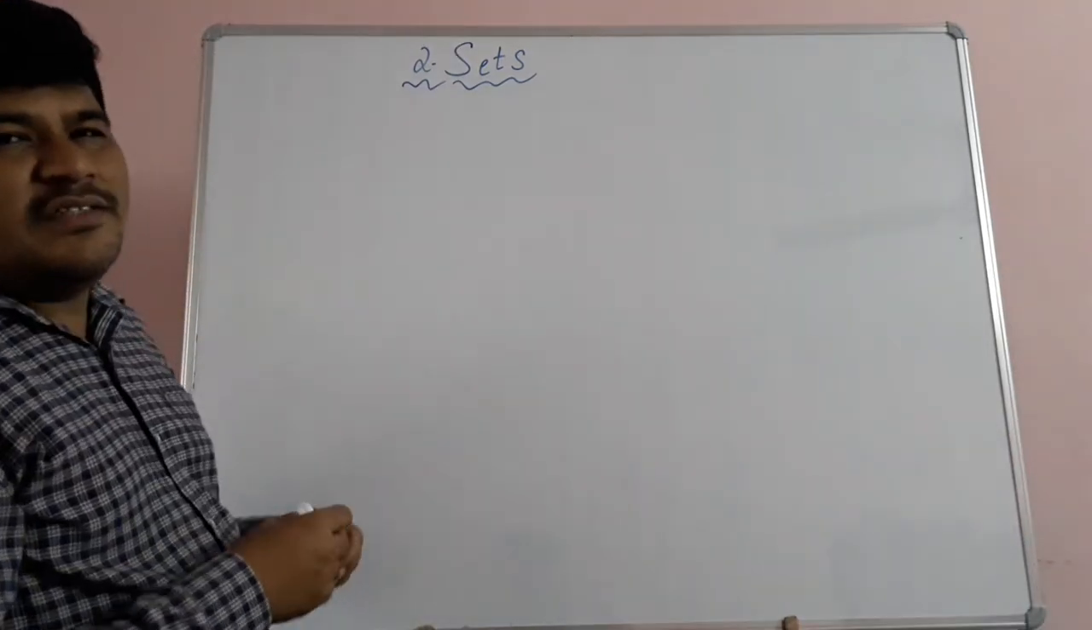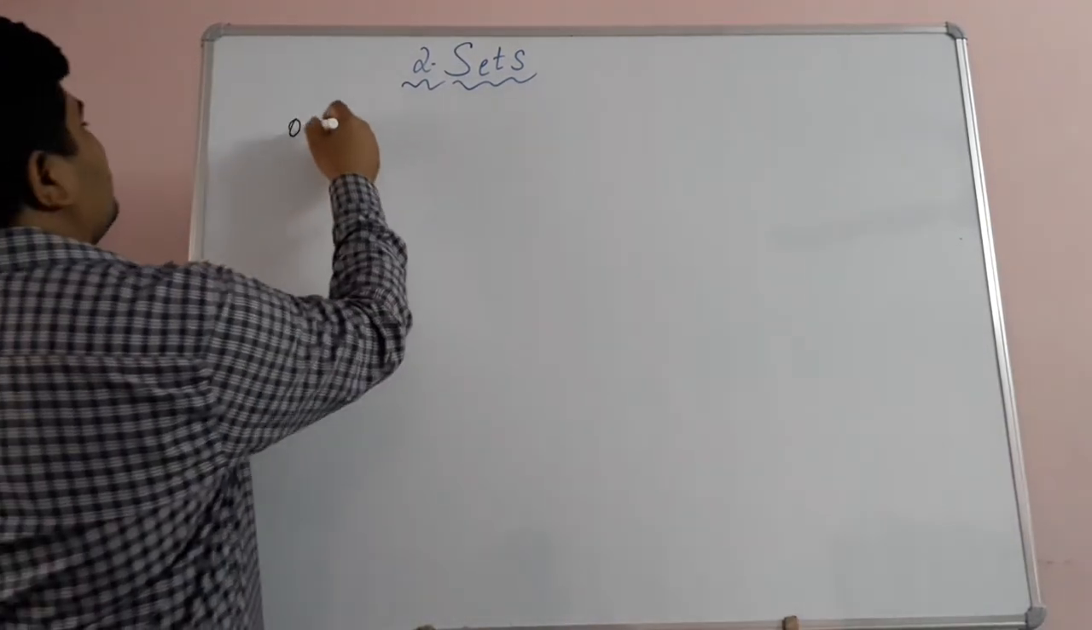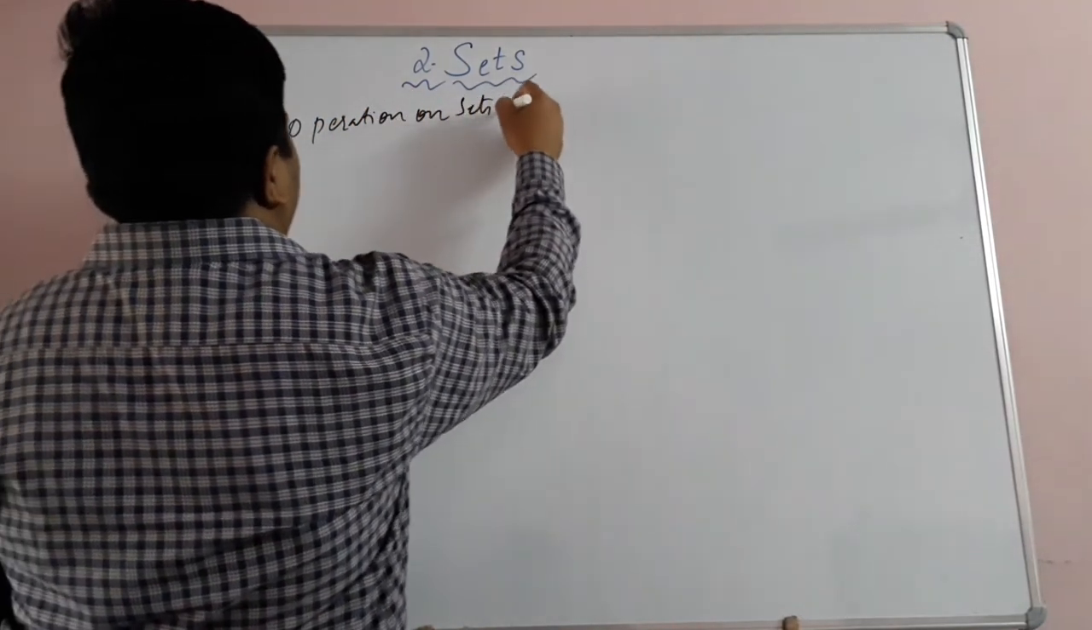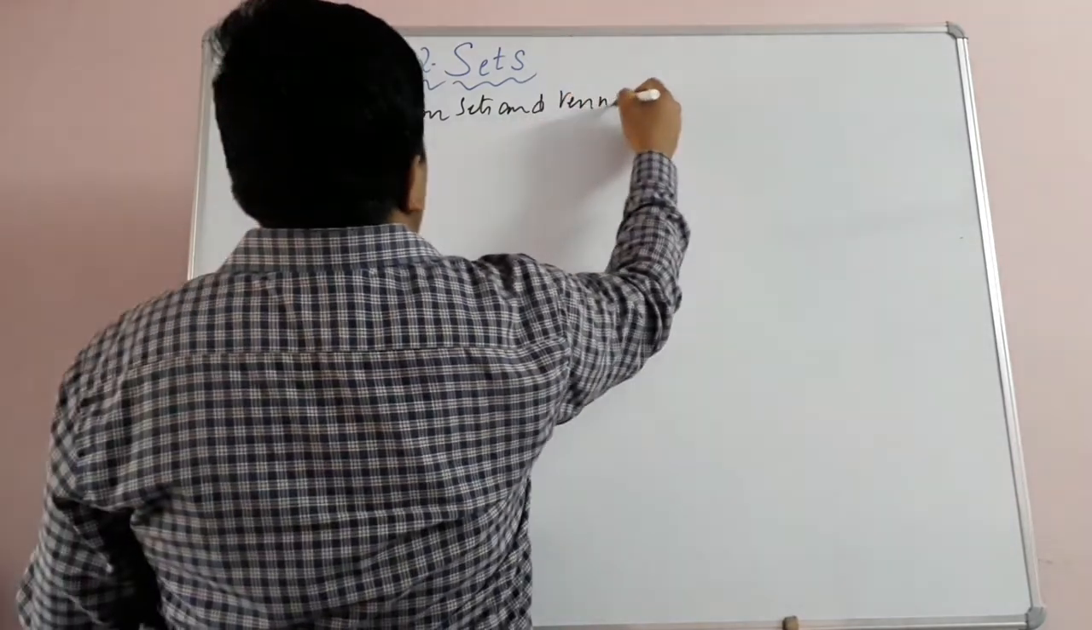Children, now operations on sets and Venn diagrams.